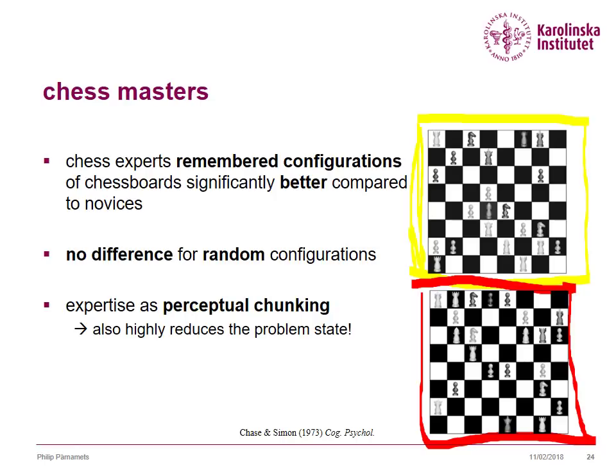And what they found was that chess experts remembered actual configurations significantly better compared to novices. So when they were looking at real chessboards, they could later put more pieces on the correct square than novices. However, when viewing random configurations, there was no difference between experts and novices. And this is important for two reasons.